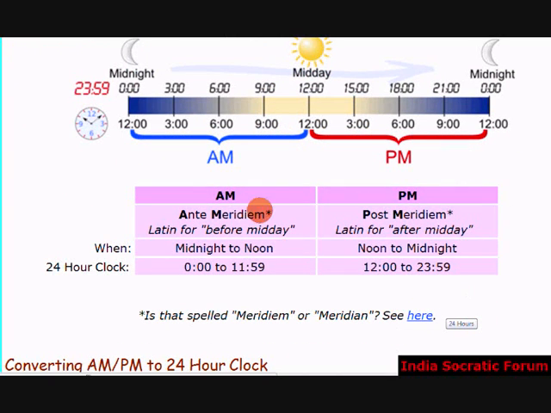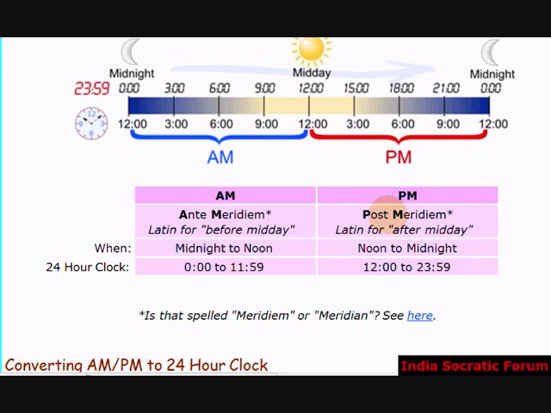So what is AM? The definition of AM is ante meridiem, meridium or meridian, you can say either. It is derived from a Latin word. It means before midday. Midnight to noon is called AM. 00 to 11:59 is AM. 12 to 23:59 is PM. Until 11:59 it is AM.